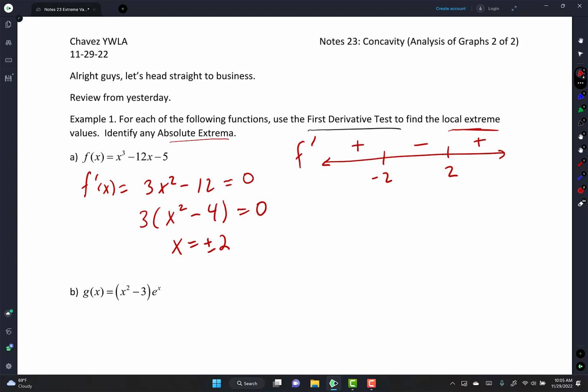Okay. All right, so now that I did that, I know that f is increasing. Try to avoid using the word "is" or "the graph." Be specific. Be specific, be specific.